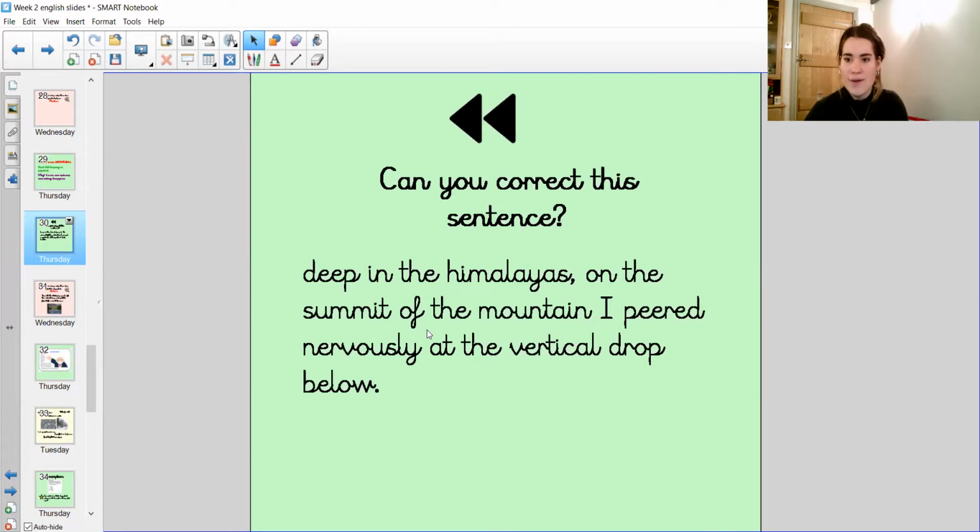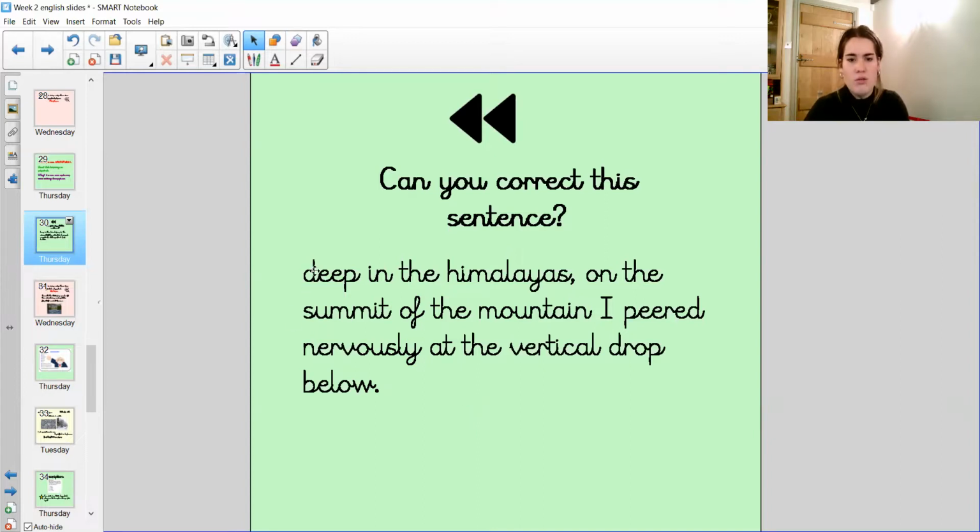Wonderful. Hopefully you've had a go at this. So I'm looking at my sentence. I'm going to read it first to see what our sentence is saying. So it's saying, deep in the Himalayas, on the summit of the mountain, I peered nervously at the vertical drop below. Sounds like a pretty nice sentence. However, I'm missing some bits from it.